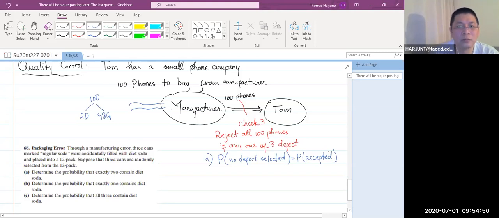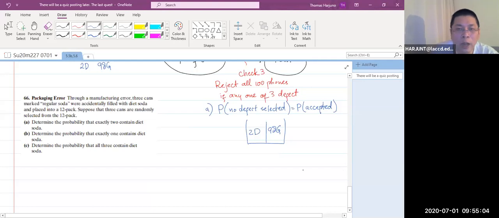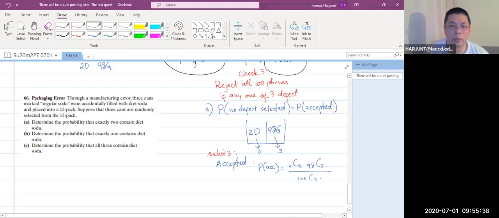Do you see the storyline? So I have 100 phones, 2 of them defective, 98 of them good. Now we will select 3, right? We will select 3. And it will be accepted if all 3 come from the good ones, nothing from the defective ones. Now, what is the probability it will get accepted? It will be 2 choose 0 times 98 choose 3 over 100 choose 3. That's the probability.